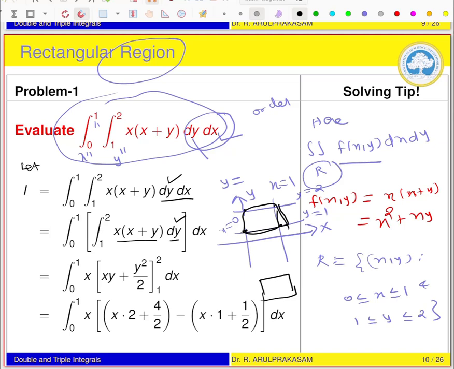Here, integrating x into x square, there is a mistake. It is x into x, so it is x square. Otherwise we can treat x as constant. X is constant, so we keep x as constant.